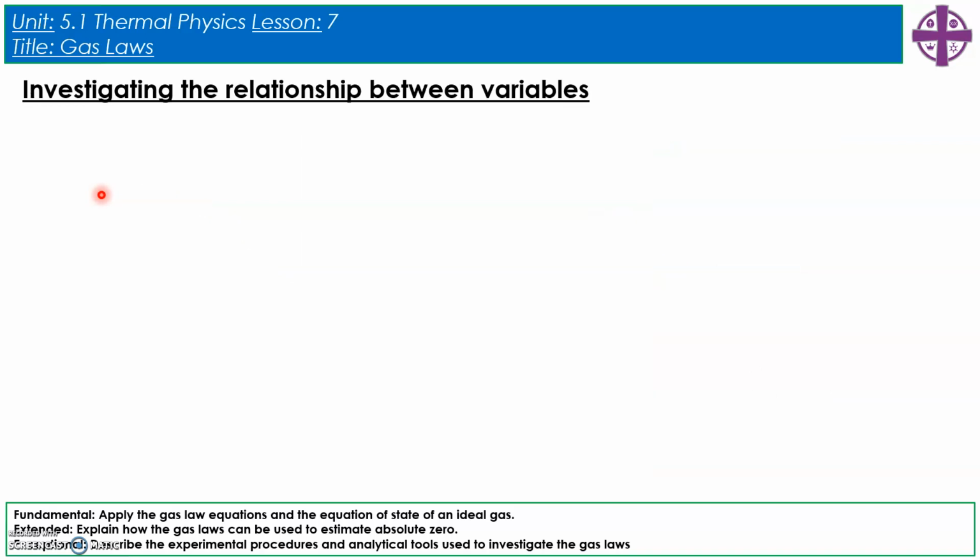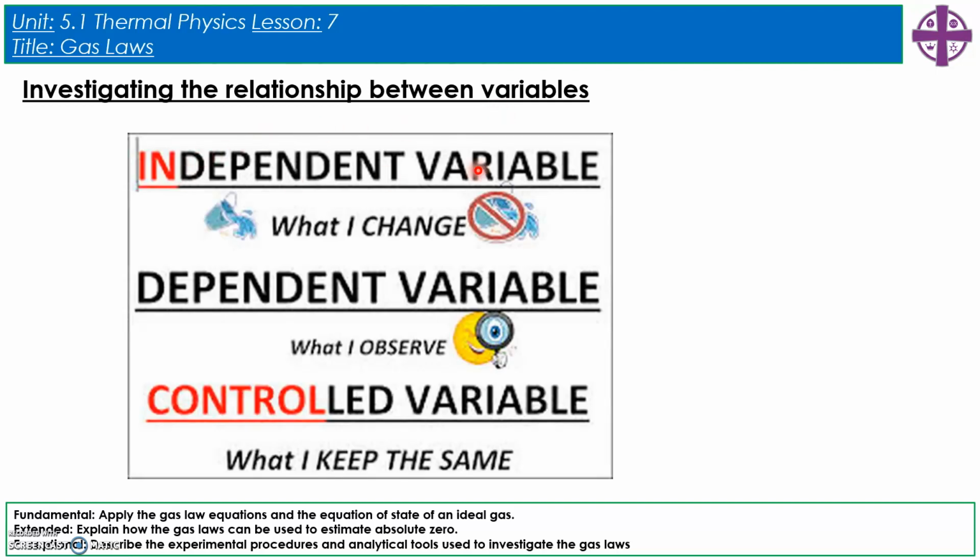Etc, etc. Now, when we investigate the relationship between variables, we need to follow the principles of science. We need to have an independent variable, a dependent variable, and a control variable. The independent variable will be the variable that I change, the one I'm changing. The dependent variable will be the one I'm observing, the one I'm measuring. I'm seeing how I change this, what impact does it have on this one? And that means I have to keep the other variables the same.